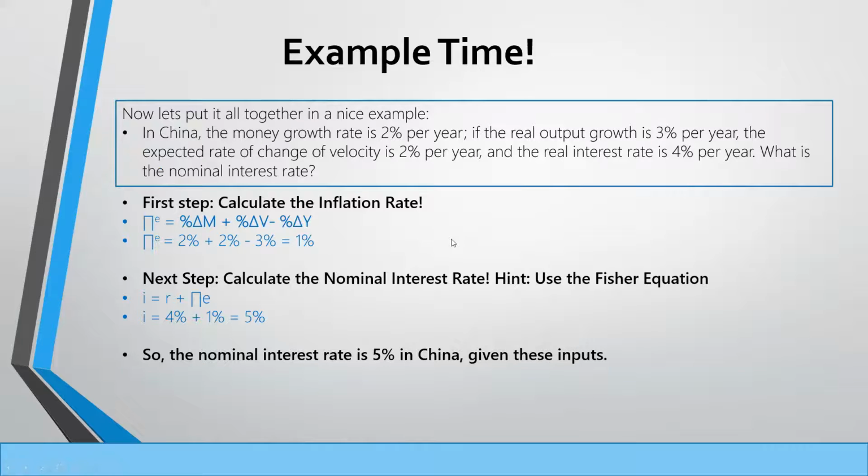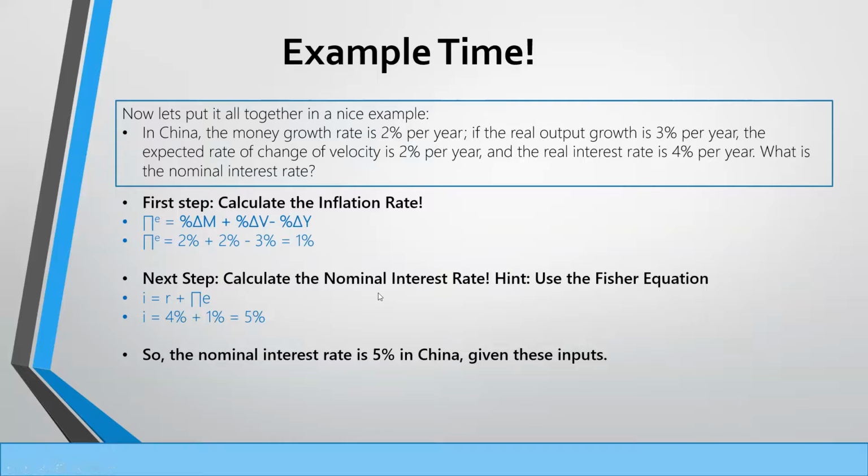Well, the first step is going to be to calculate the inflation rate. And my hint here would be to use that quantity theory of money formula that we used earlier. Well, we have expected inflation is going to be equal to the percent change in money plus the percent change in velocity less the percent change in real GDP. Now, given these inputs that we have above, we can solve for that inflation rate, and that is 1%.